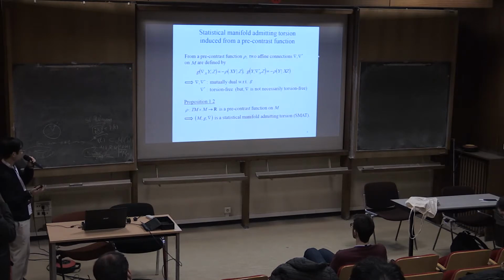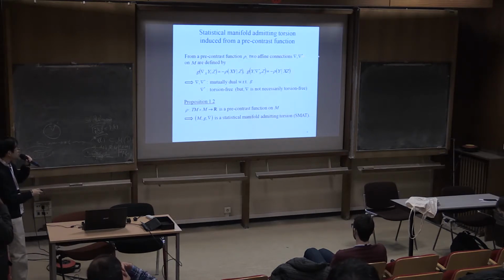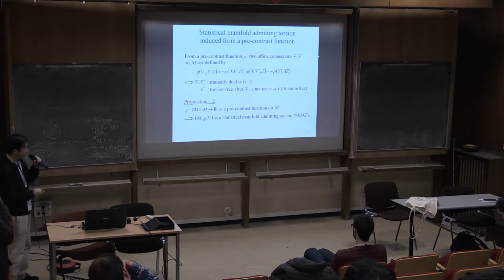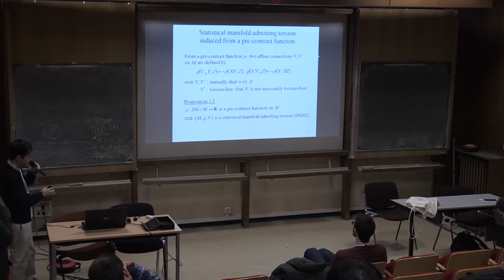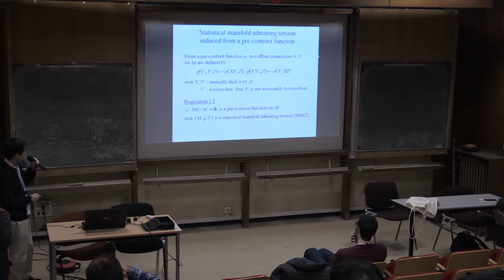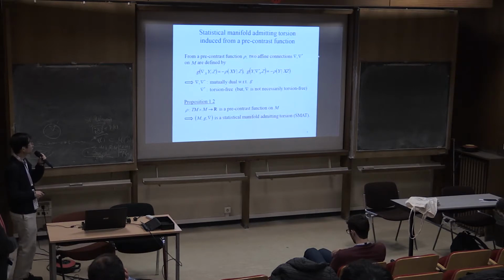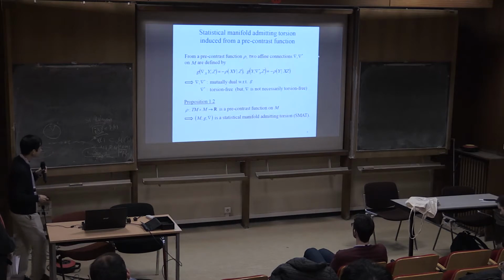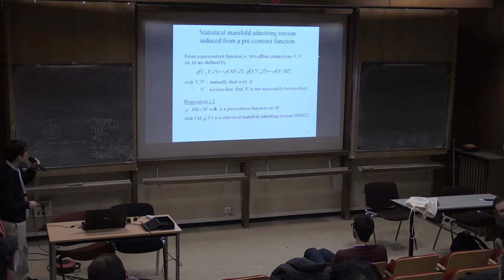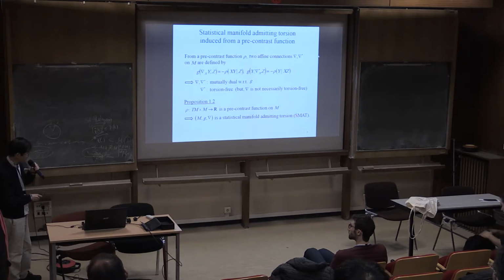Once we have a pre-contrast function defined on the manifold M, then in a similar way, two affine connections nabla and nabla star are defined by the same equations as in the case of contrast functions. Here, nabla and nabla star are mutually dual with respect to g, and nabla star is always torsion-free, but nabla is not necessarily torsion-free. This is a difference from the case of contrast functions. If rho is a pre-contrast function on M, then the triplet M, g, and nabla is a statistical manifold admitting torsion. From now on, we call this a SMAT, for short.